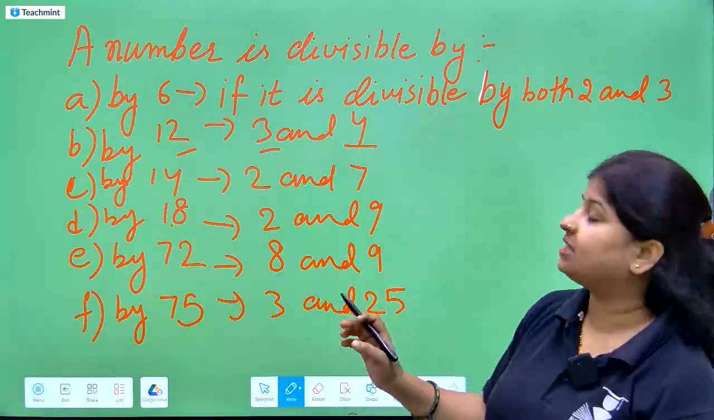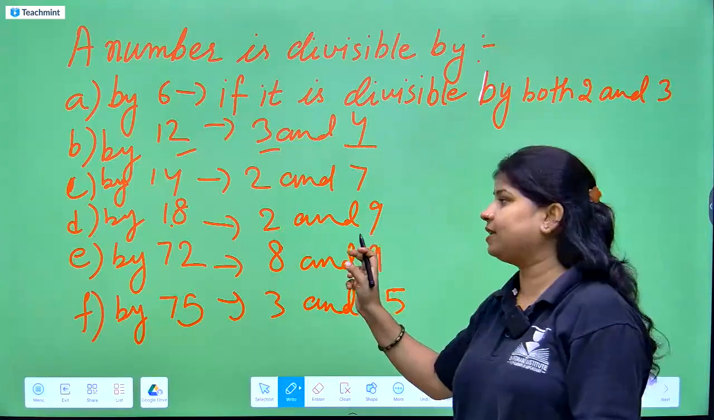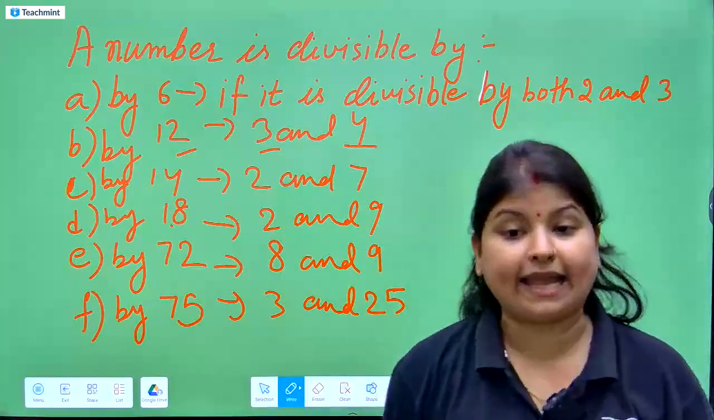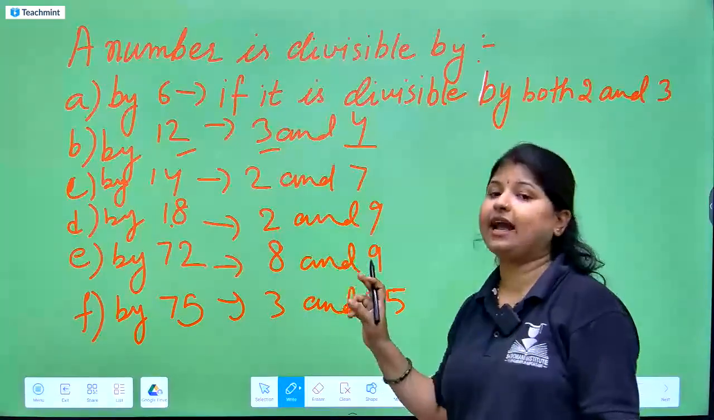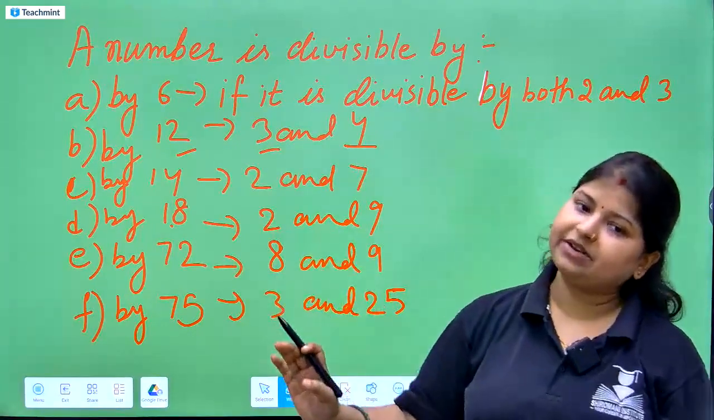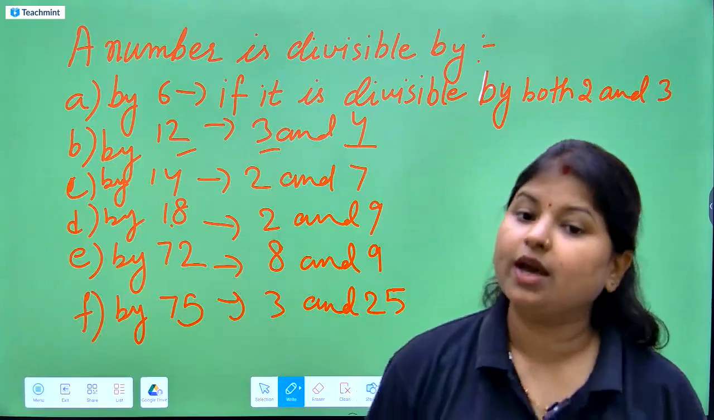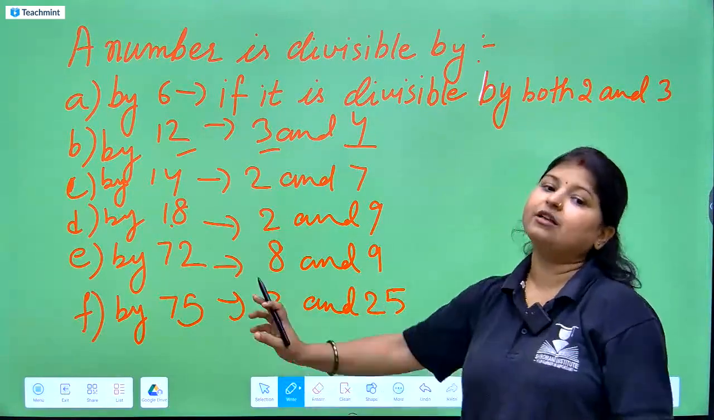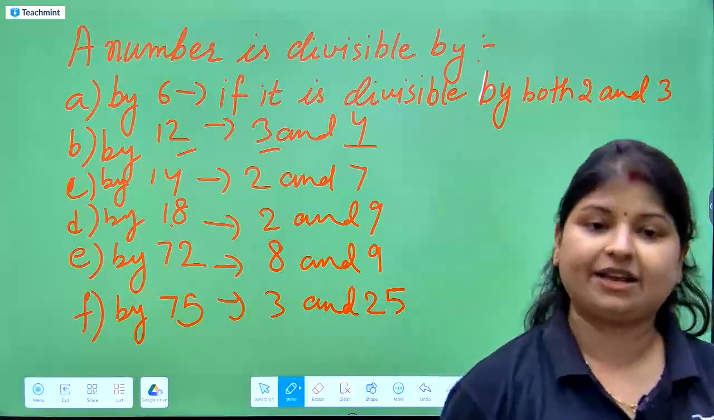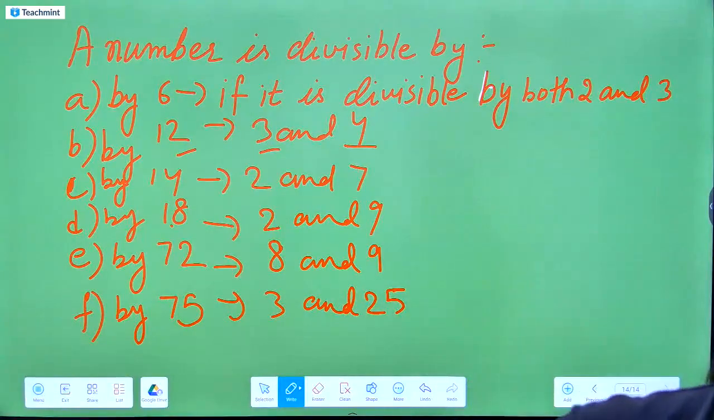If a number is divisible by both 2 and 9, the number is divisible by 18. If a number is divisible by both 8 and 9, the number is divisible by 72. If a number is divisible by both 3 and 25, the number is divisible by 75. Okay? Please note this down there, everyone.